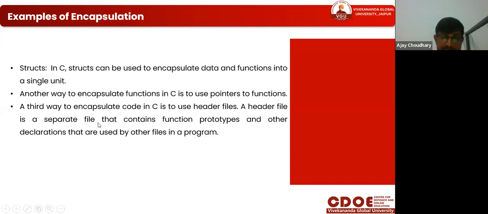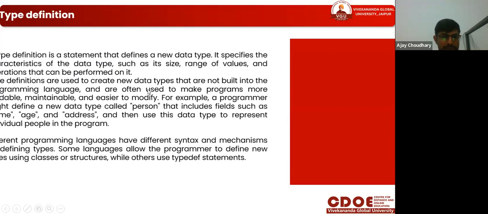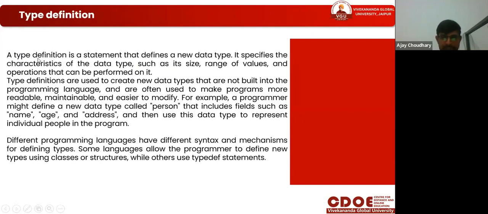So a header file is a separate file that contains function prototypes and other declarations that are used by other programs. The last one is type definition. A type definition is a statement that defines a new data type and specifies the characteristics of the data type, such as its size, range of values, and operations. So for any data types, like integer, name, age, or person, their size, range and operations are defined by the type definition.